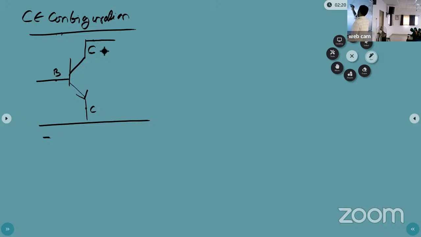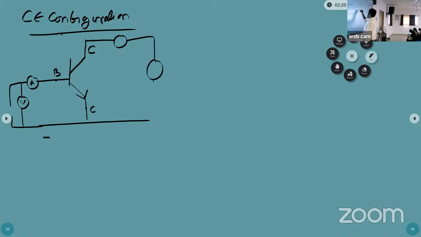Now you can connect one ammeter to measure the input current, and then one voltmeter. Then you can apply the bias. This is the voltmeter, and here one more ammeter and voltmeter, then the bias voltage. This is the rough sketch. Simply, I kept the emitter common for the input circuit as well as the output circuit.